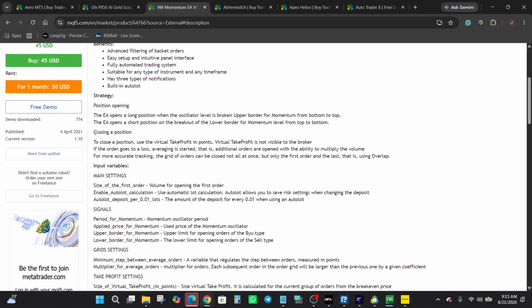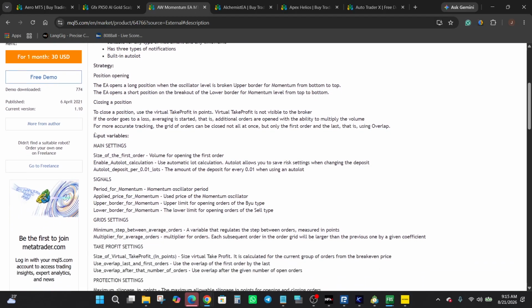Looking at the strategy details, the entry rules are relatively straightforward according to the developer. So for a long position, the EA opens when the upper momentum level is broken from below to above. All right, and for a short position, it looks for the lower momentum level to be broken from above to below.